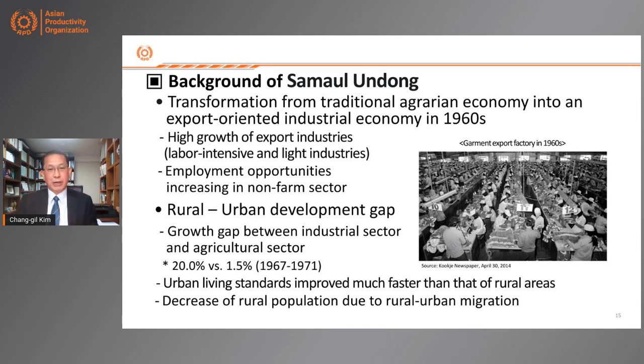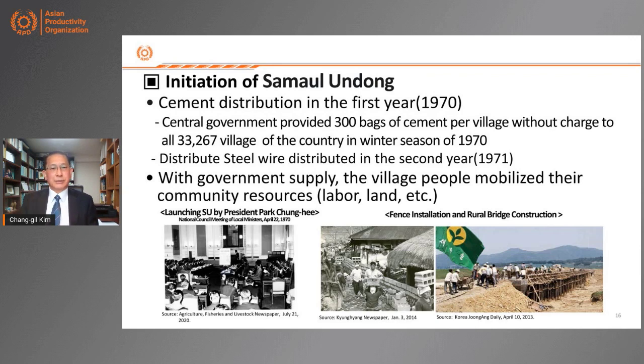Also, urban living standards improved much faster than those of rural areas, and the rural population decreased due to rural-urban migration. Saemaul Undong was initiated. This is a picture of the launching of Saemaul Undong by President Park on April 22, 1970, at the National Council meeting of local ministers.